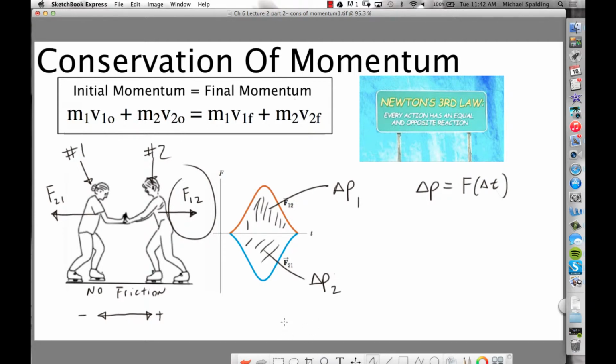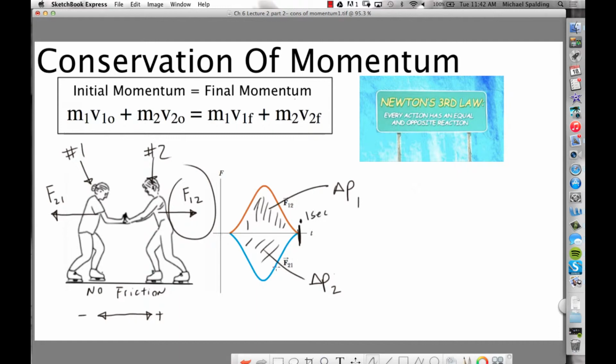What do we notice about these two areas? They are equal to each other. It's the same area. And when we get our force sensors, I'm going to have you do collision experiments where you're going to get data that gives this exact graph. Keep in mind, the time interval we're talking about is like 0.1 seconds. It's a very small time interval.